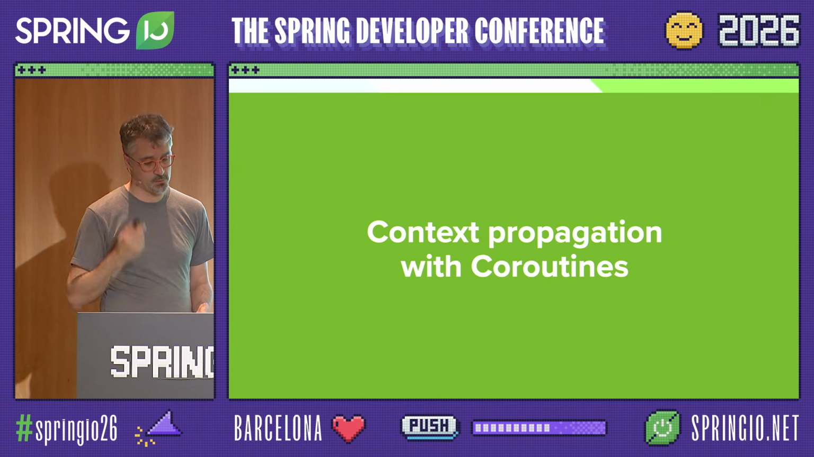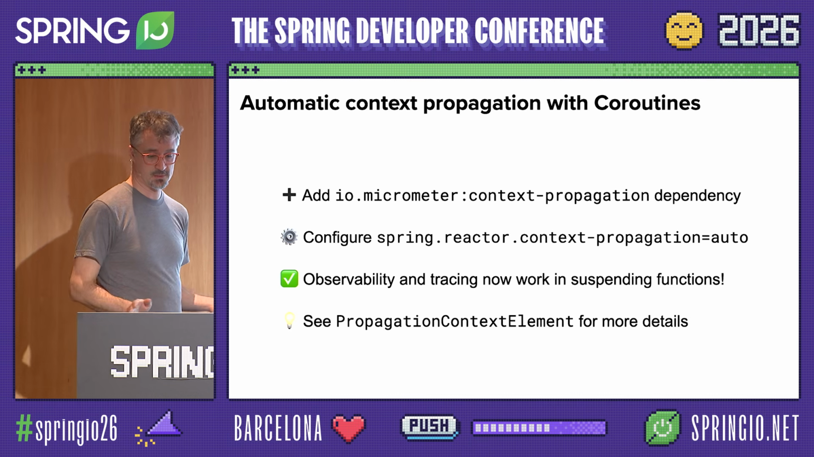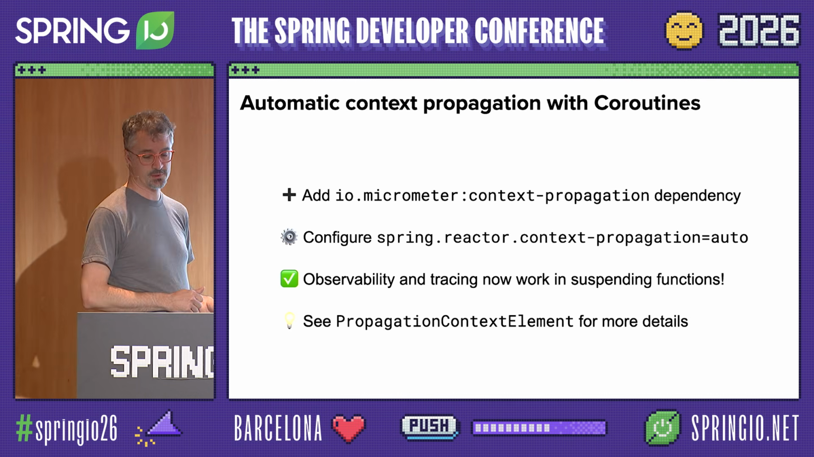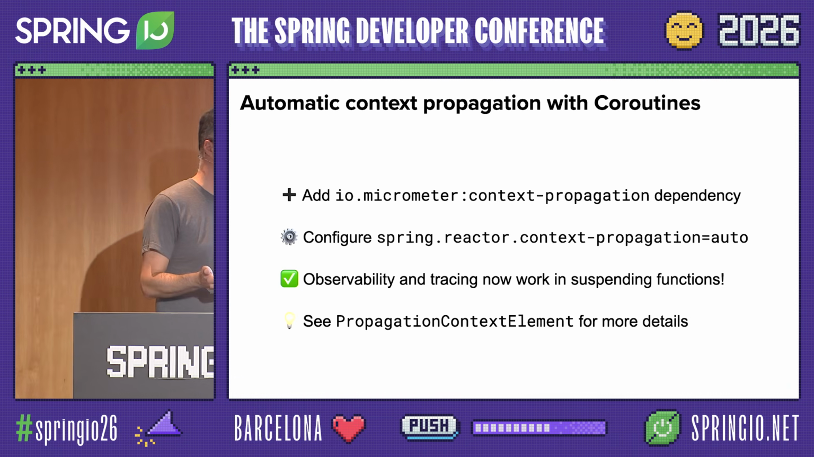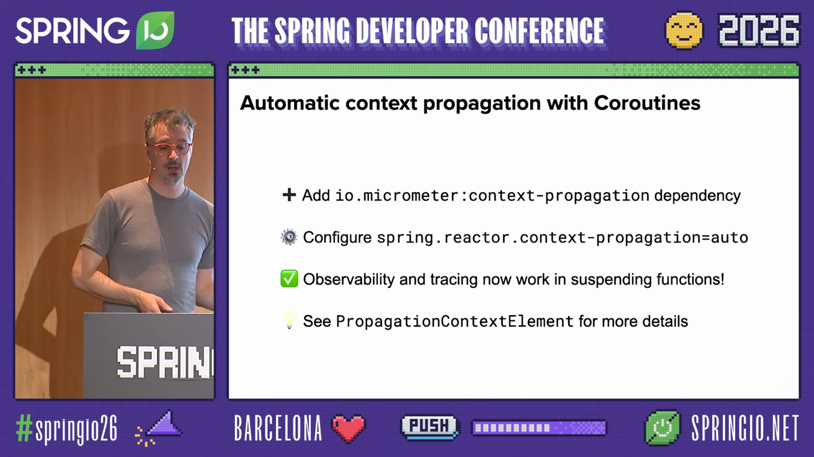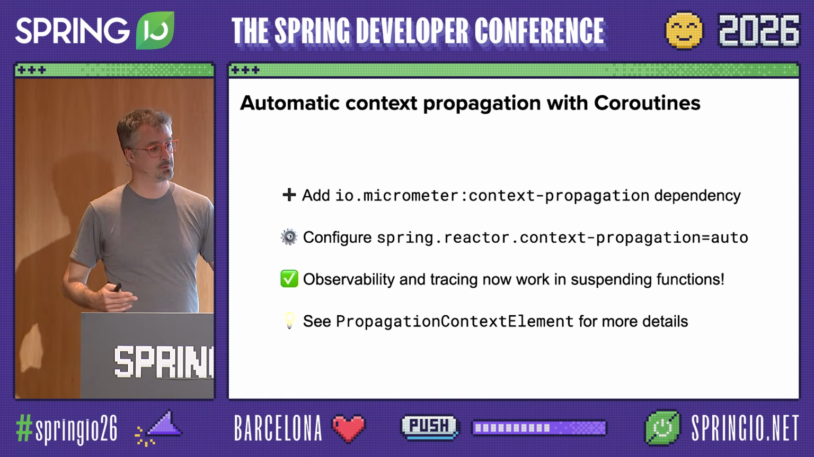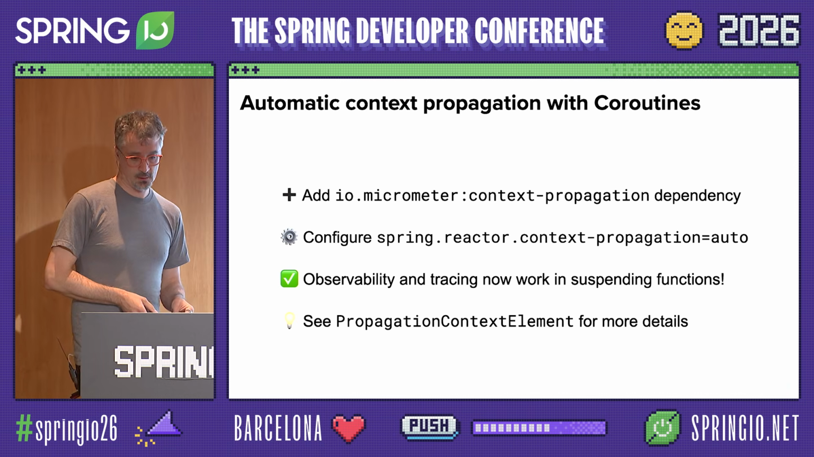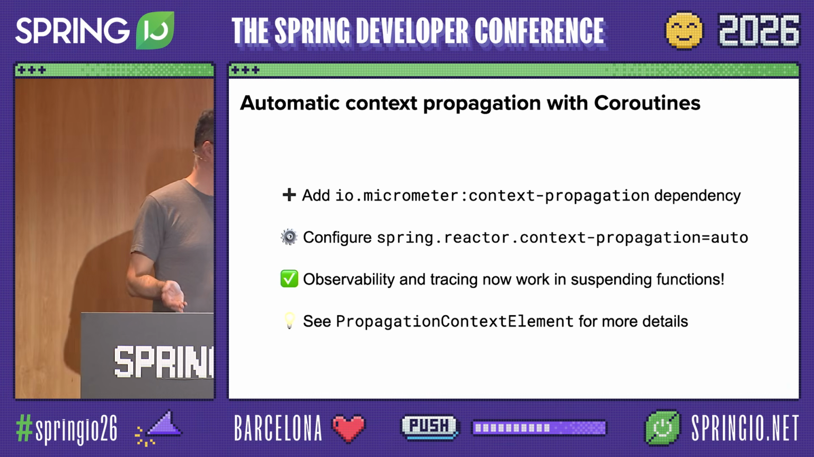This is a new feature that is available as of Spring Boot 4. In Spring Boot 4, you just get automatic support by, of course, adding the Micrometer context propagation dependency. It will likely already be in the transitive dependencies of your Spring Boot application if you are using observability, for example. You will configure the Spring Reactor context propagation to auto, because our coroutine support, especially suspending function support, is based on Reactor. And that's it. Observability and tracing will now work in suspending functions. You don't have much to do.